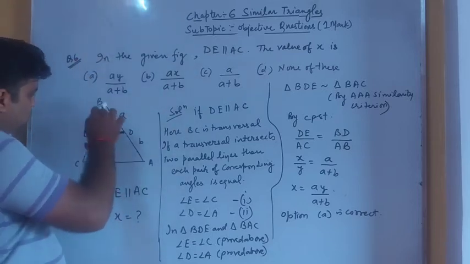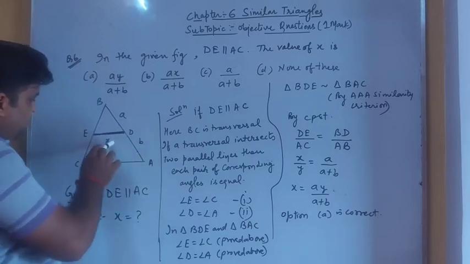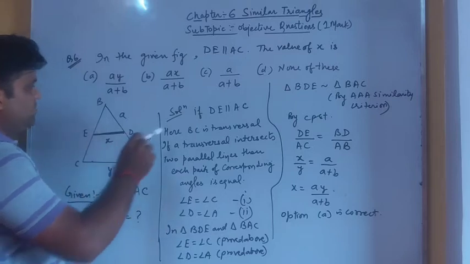Here is a figure, triangle ABC, where DE is parallel to AC. We write this in the given. We have to find the value of x. Now let us find the solution.